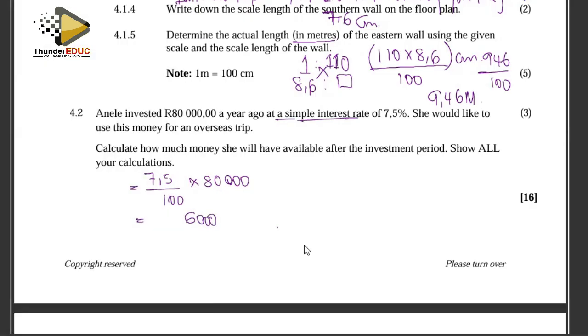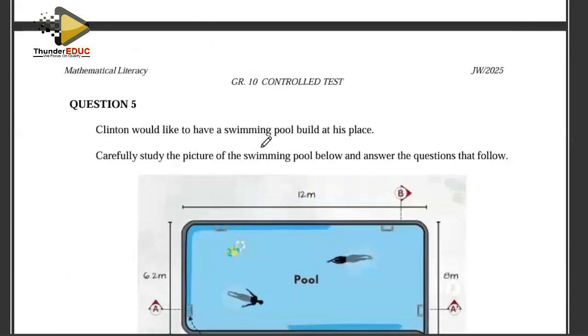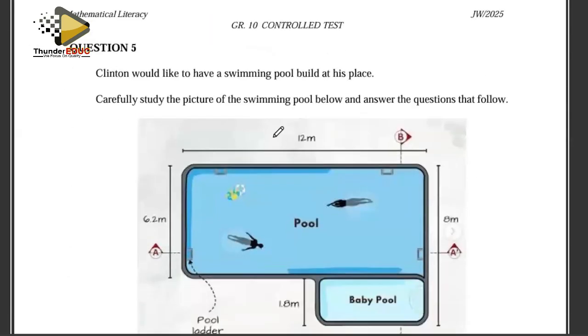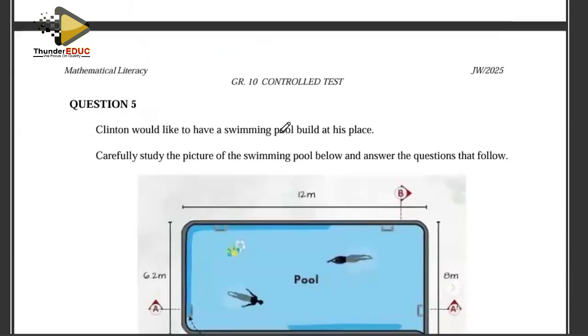So they're asking you, calculate how much money she will have available after. So we add on the money that she had invested. So in other words, she will have 86,000 at the end of 1 year. At the end of 1 year, she will have that much. So we continue. That marks the end of question number 4. Let's look at question number 5.